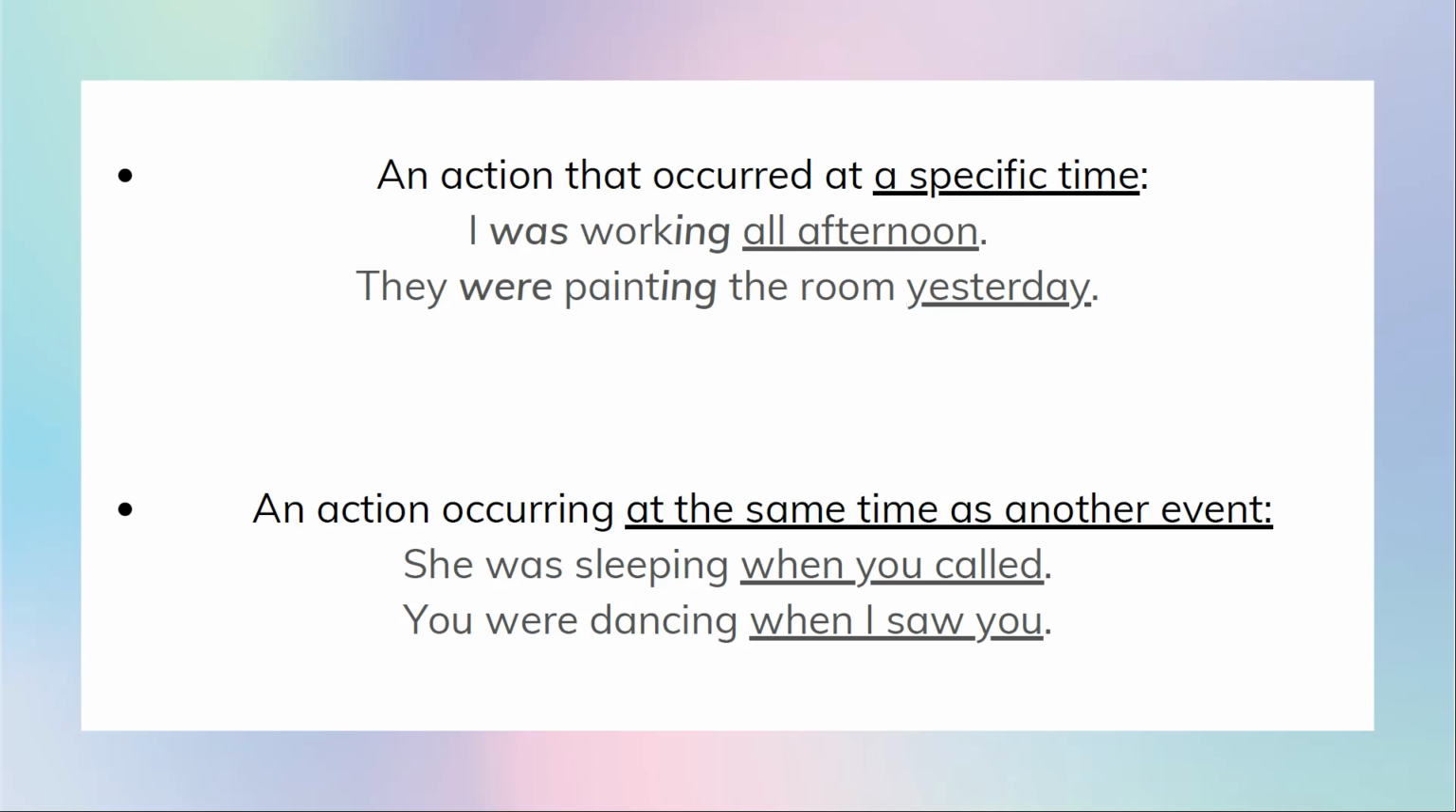And in the other example, or the other use for the past progressive, is an action occurring at the same time as another event. So the examples are, she was sleeping when you called. So here we have two actions. She was sleeping is one action and you called is another. And these two actions happened at the same time. It's the same case in the other example. You were dancing when I saw you. You were dancing is one action and when I saw you is another. So these are some of the uses of the past progressive.